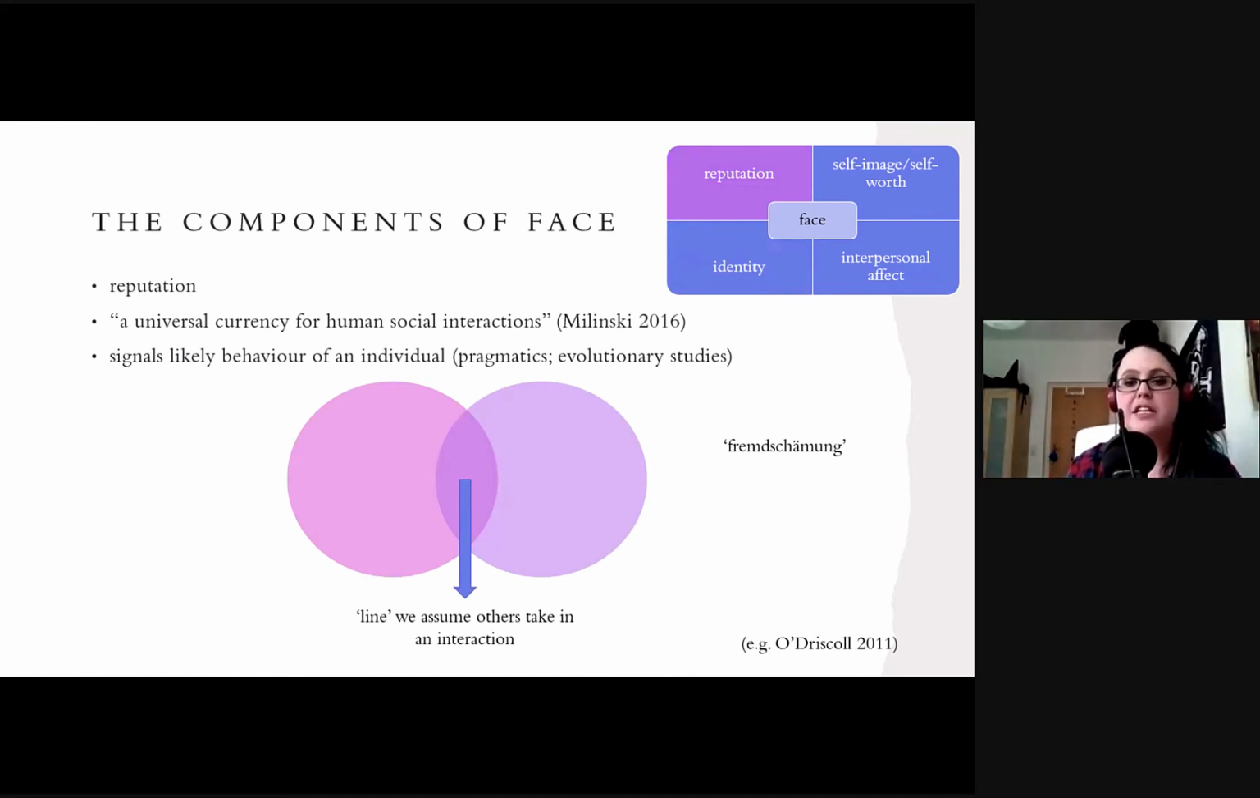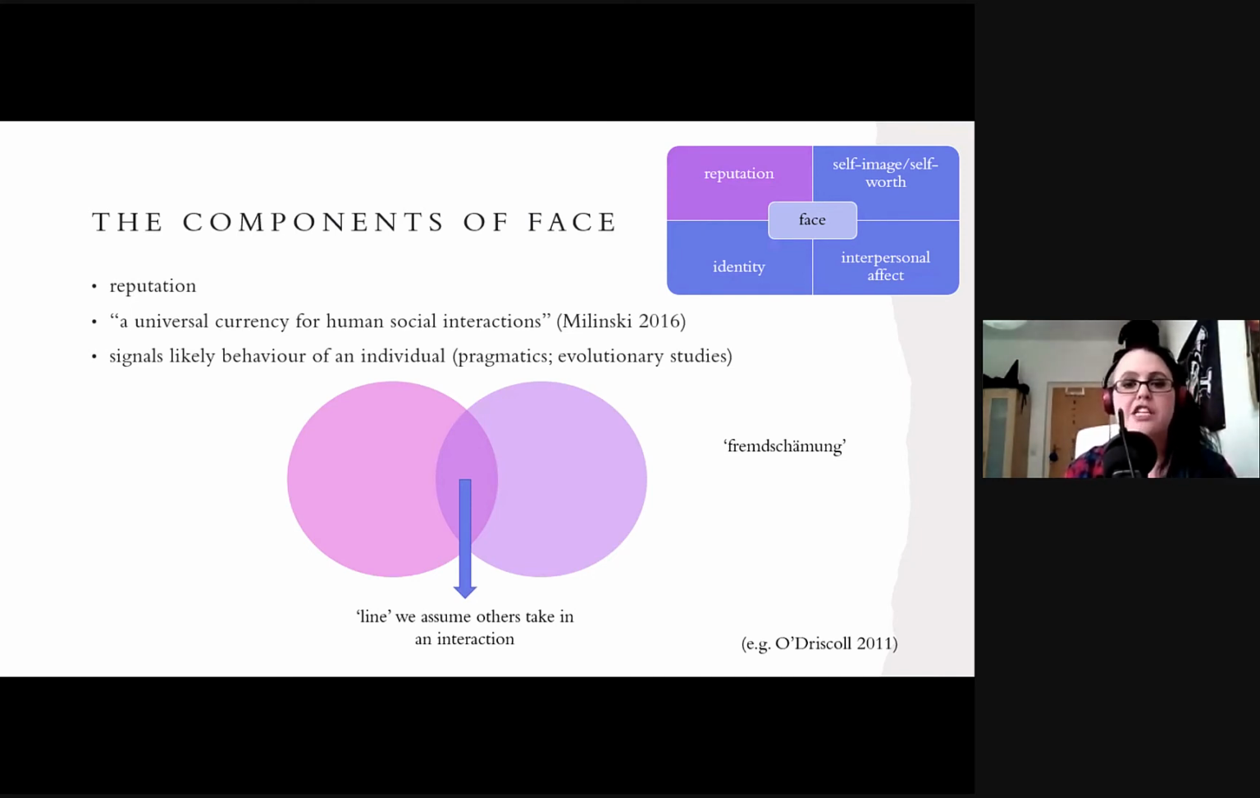Reputation can essentially be seen as universal currency for human social interactions. And it's similar to face in that both signal what an individual, be it a human or possibly also a non-human one, is likely to do in a given situation. And so it is a valuable concept within pragmatics and also evolutionary studies.